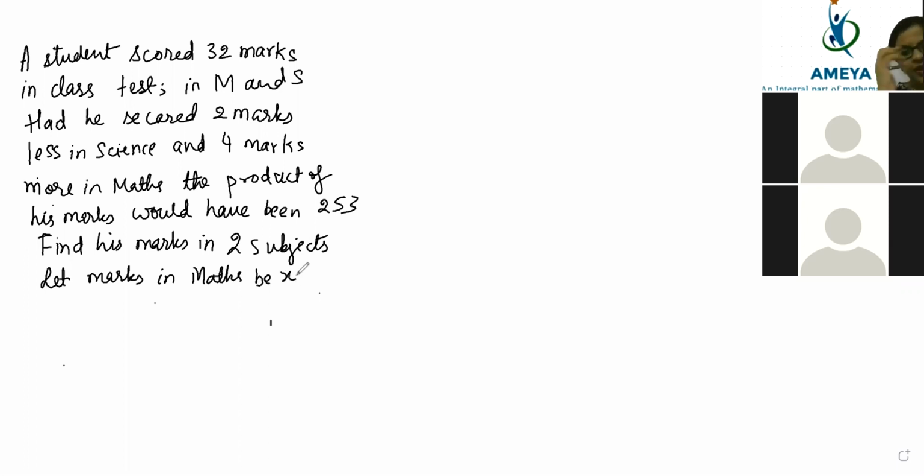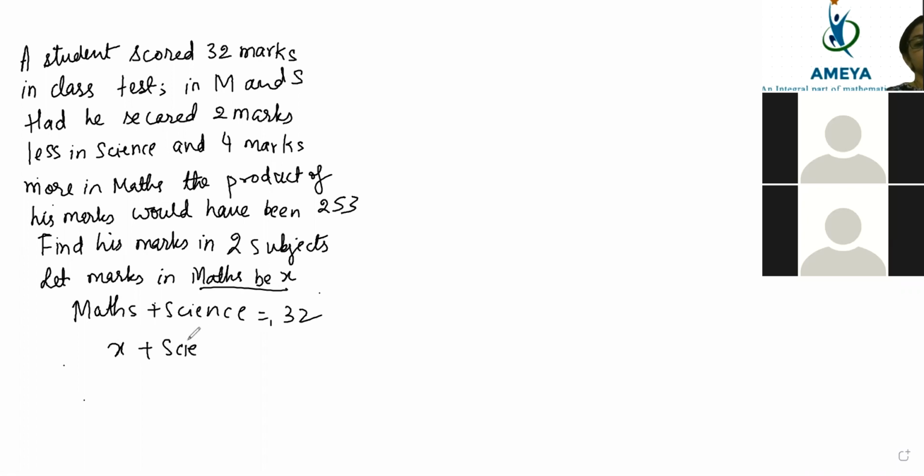Let marks in maths be x. So maths plus science, he is getting equal to 32. Now maths score you have taken x. So x plus science score is equal to 32. So what is his science score? Okay, his science score is coming 32 minus x. Fine. So now maths score is x, science score is 32 minus x.